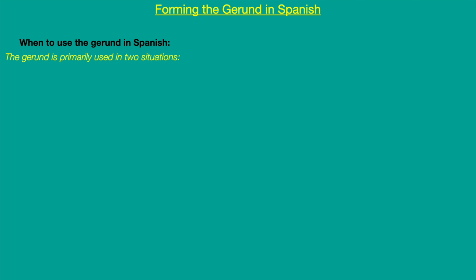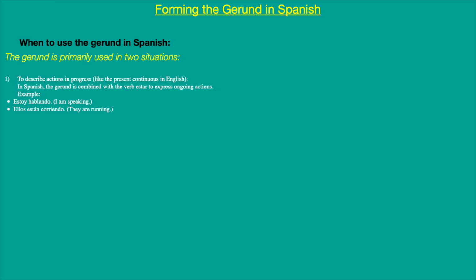So let's take a look at when to use the gerund in Spanish. The gerund is primarily used in two situations. The first one is to describe something in progress. It's the most used in English too; we use the present continuous. Spanish combines it with the verb estar to express an ongoing action. Estoy hablando, something that you keep doing, right? And ellos están corriendo is something that is still happening. They are still doing the same action. Ellos están corriendo, they are running.